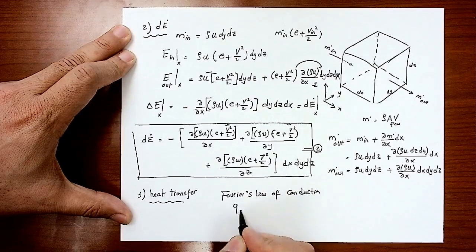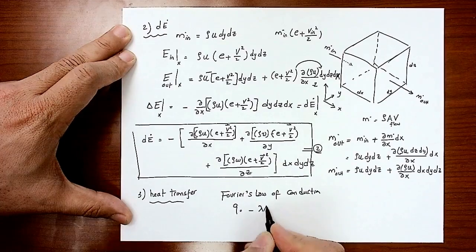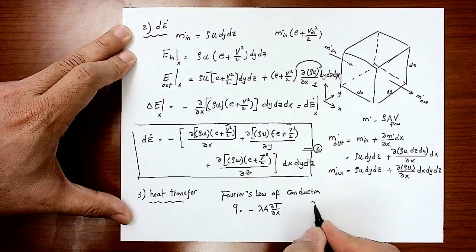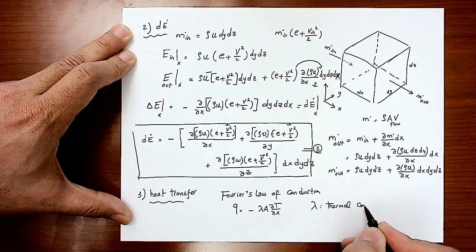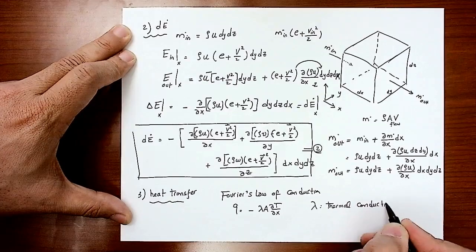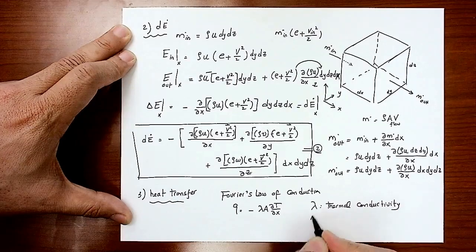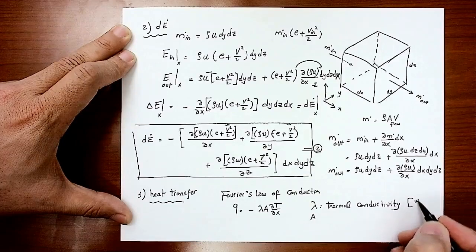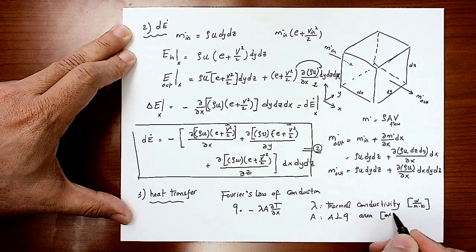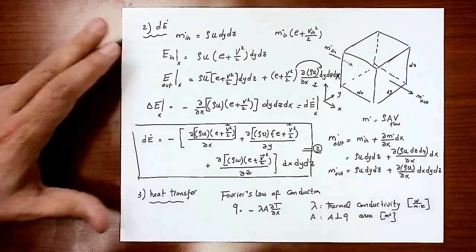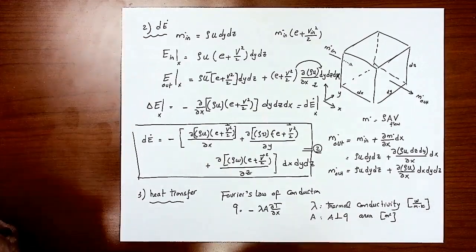So Q is equal to minus lambda A partial T by partial X, where lambda is the thermal conductivity, in watt per meter Kelvin. A is the area perpendicular to the heat transfer, in meter squared. And partial T by partial X is the temperature gradient in the direction of heat transfer.